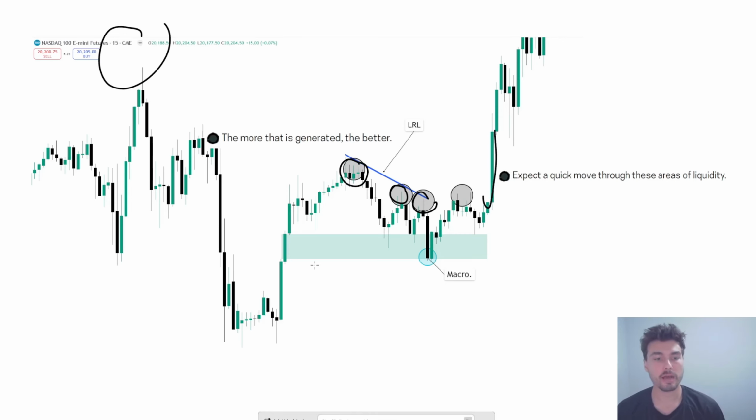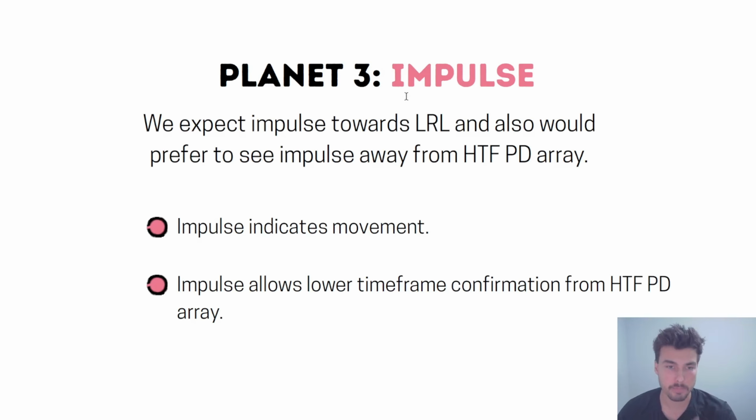Yes. But the question you might have is, well, how do you enter, Ruben? How do you enter off these trades? Like, what's the framework that governs this? Let me show you. Planet number 3 here is impulse. We are looking for impulse to happen in the market. But what is impulse, you might ask?